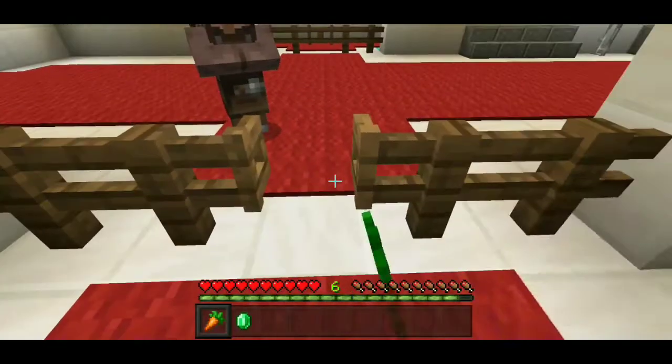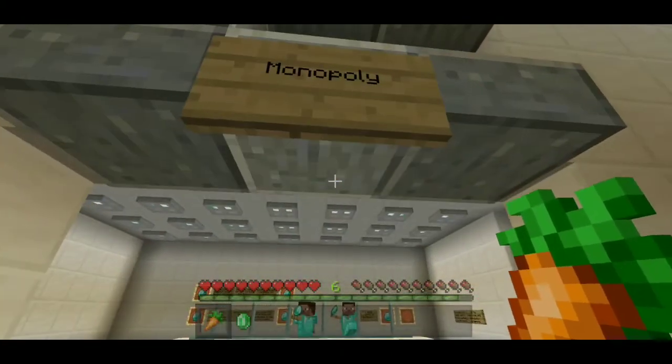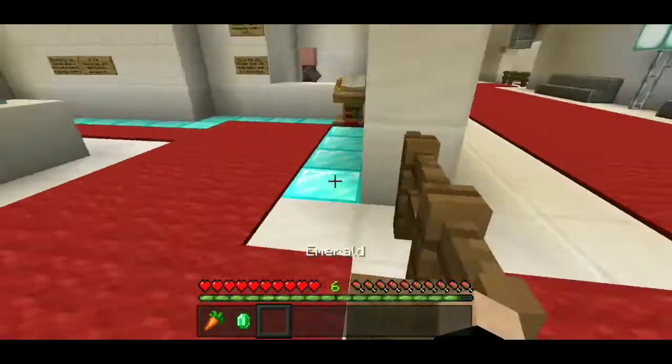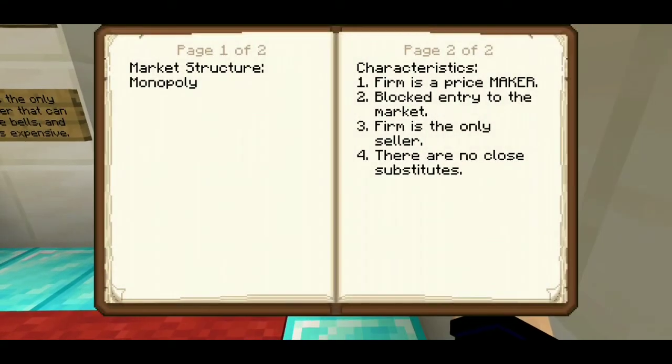Anyway, let's go to the next market structure, which is monopoly. So, in a monopoly, the characteristics are that the firm is a price maker. It's not like perfect competition where the firms don't make the price, they just take whatever the industry sets the price to. But in a monopoly, since there's only one firm, the firm itself makes or sets the price.